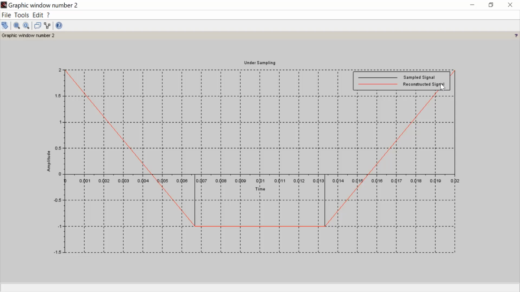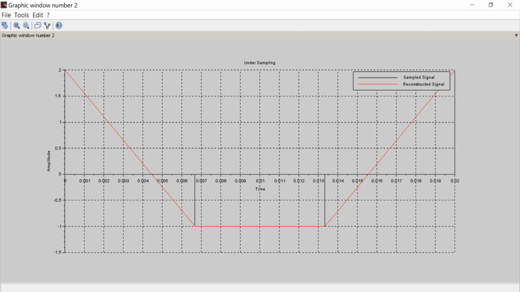Okay, we will get the reconstructed original signal when the Nyquist rate holds good. But here you are doing undersampling, therefore the Nyquist rate is not holding good, and you are not getting the exact original signal. This is the legend. In the legend instruction we have used what the black color line indicates and what the red color line indicates in your graph. And here also we have shown the grids.